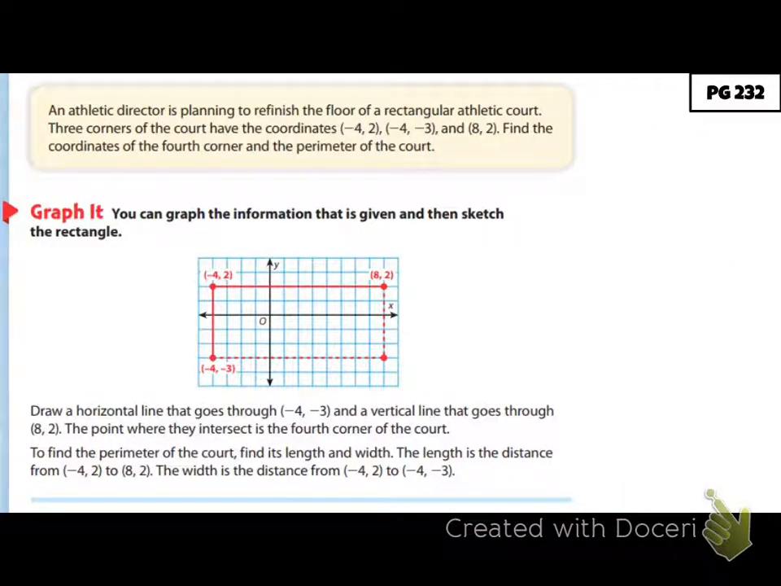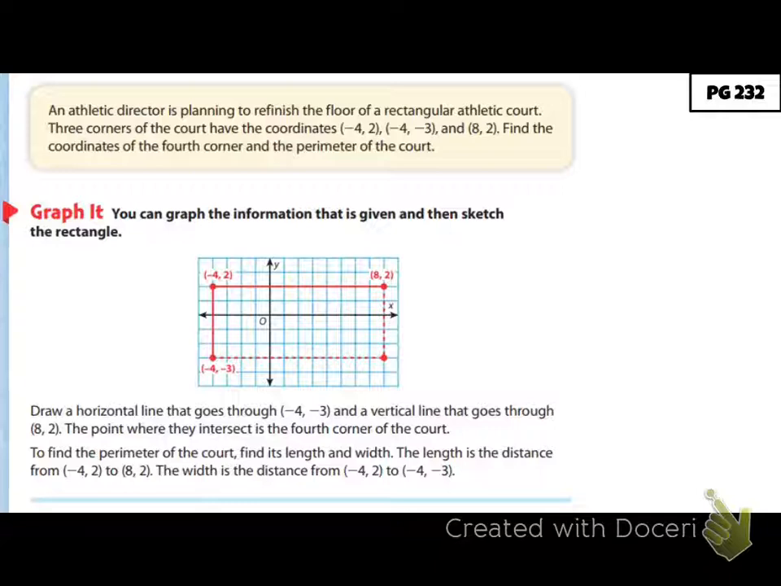So the next problem says, an athletic director is planning to refinish the floor of a rectangular athletic court. 3 corners of the court have the coordinates -4, 2, -4, -3, and 8, 2. Find the coordinates of the 4th corner and the perimeter of the court. So one way we can do this is by graphing it. You can graph the information that is given and then sketch the rectangle. So draw a horizontal line that goes through point -4, -3 and a vertical line that goes through point 8, 2. The point where they intersect is going to be the 4th corner of the court.